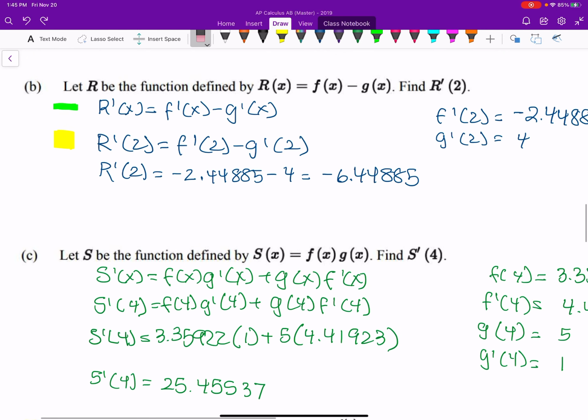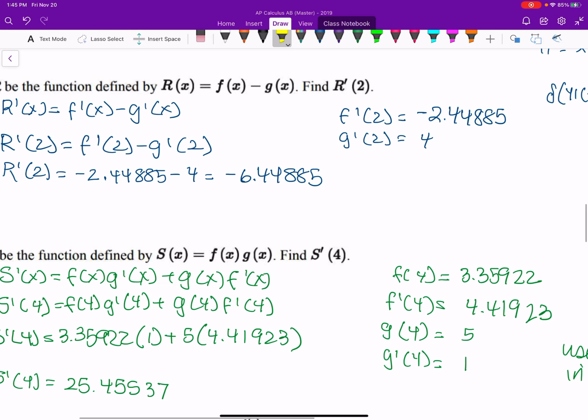Part C, again, you've got to use the product rule. So I suggest, again, even though it's not necessarily required, to have step number 1 here, highlighting next to it with green, and then show the substitution of the 4 and then the actual values. So writing a ledger is always a good idea. What are the things that I need? I need f of 4, f prime of 4, g of 4, g prime of 4.